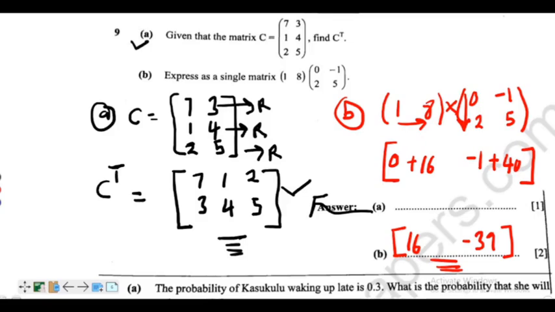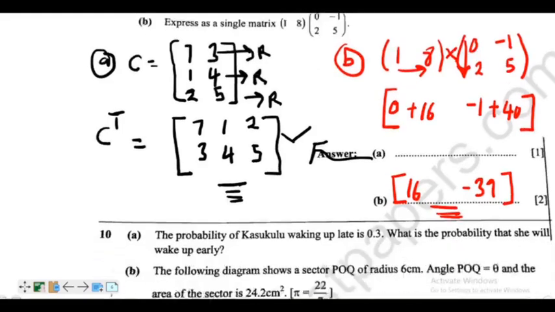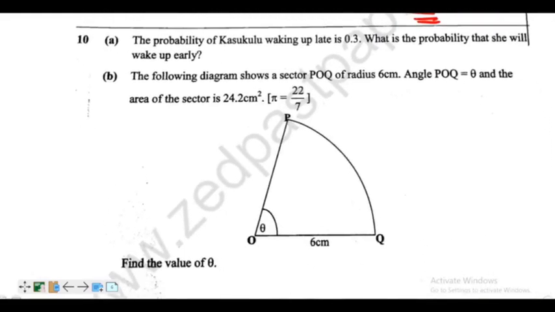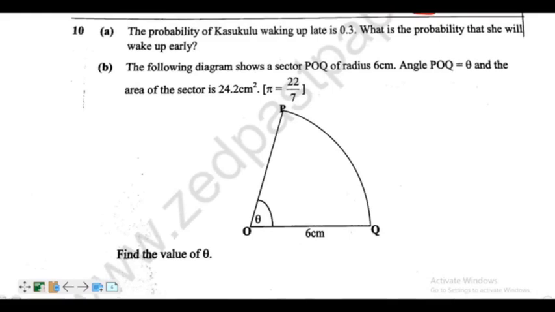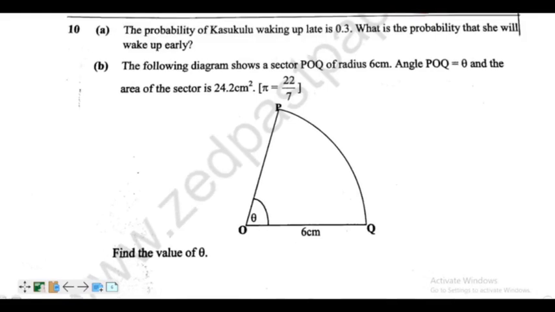We now move on to question 10. All right, so this is our question 10, and under question 10 we have two questions. We have question A and question B. Okay, so we are going to start with question A. Question A is a question that has to do with probability. All right, so I'll answer it right here.